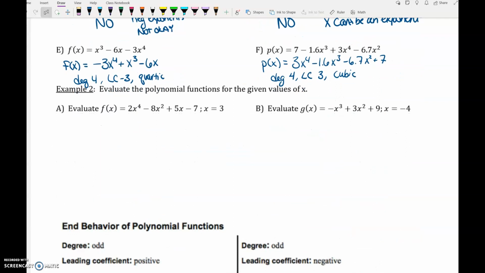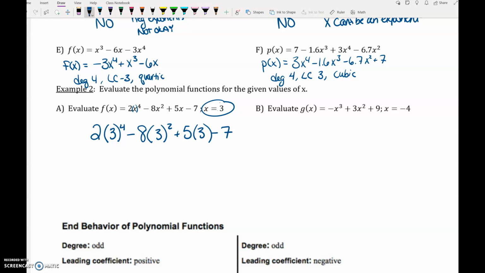Okay, evaluate the polynomial functions for the given values of x. Parentheses are your friend. So I'm going to rewrite this 2 parentheses 3 to the 4th. So anywhere you see an x, we're going to put parentheses and then put 3 in its place. Minus 8 parentheses 3 squared plus 5 parentheses 3 minus 7. It doesn't seem to make a huge difference when you're plugging a positive number in, but when you're plugging a negative number in, it makes a massive difference.